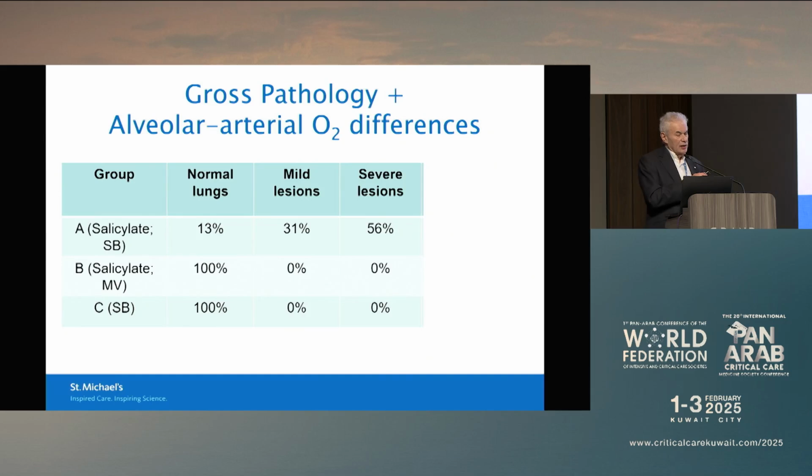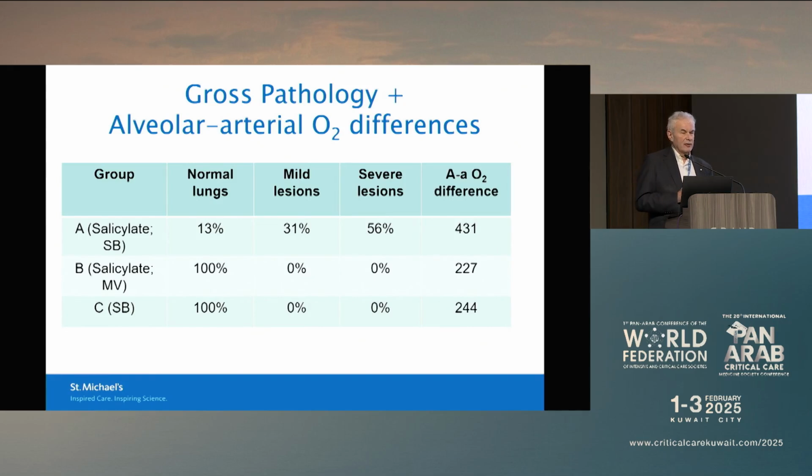And these were the pathology. This is how they described the results back then. If you look at the right, severe lesions: 56% of the animals given salicylate had severe lesions on pathology, 31% had mild lesions. And the other 2 control groups, the salicylate with mechanical ventilation and spontaneous breathing alone, 0 had mild lesions and 0 had severe lesions. So they all had normal lungs.